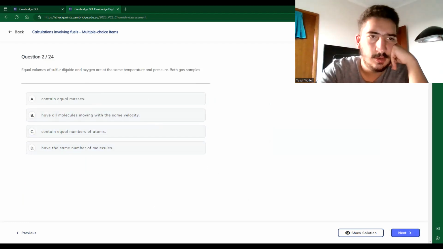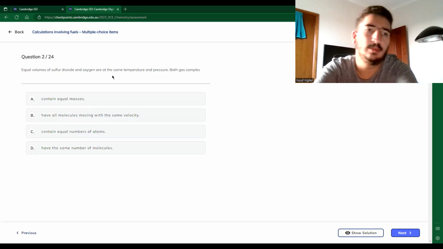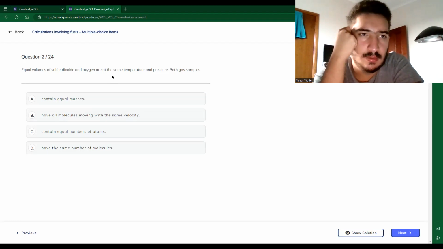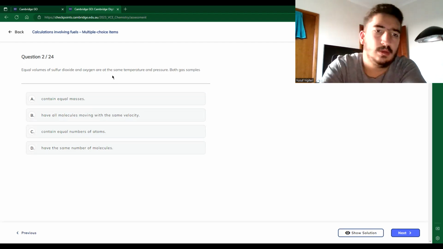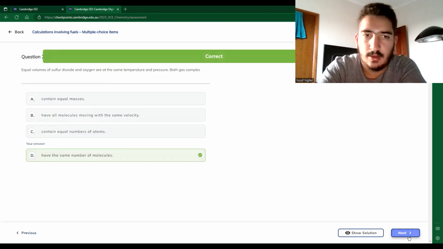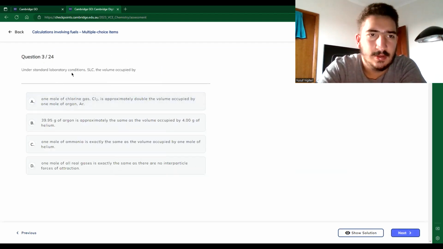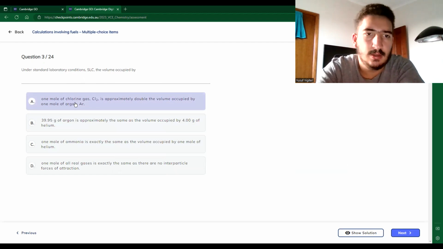that's scaring me. Equal amounts of sulfur dioxide and oxygen are at the same temperature and pressure, both gas samples. So at the same temperature and pressure. All right. All molecules move at the same velocity, contain equal molecules. Yeah. Yes, I did it. All right. Volume occupied by 1 mole of fluorine gas is approximately double the volume occupied by.